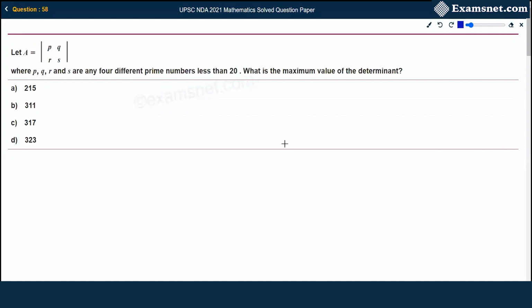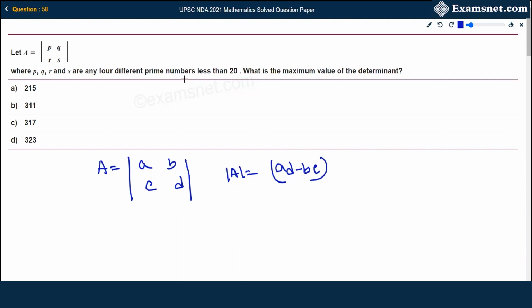In question number 58, it is given that let A be a determinant of P Q R S, where P, Q, R and S are any 4 different prime numbers less than 20. What is the maximum value of the determinant? Okay, so first let's talk about determinants. Let's say A is a determinant and we can denote it as a b c d. How can we find the value of this determinant? We need to cross multiply, ad minus bc. This will give you the value of this determinant A.